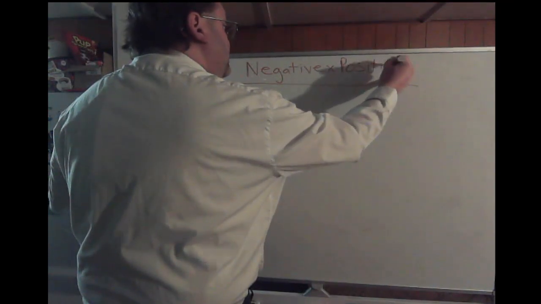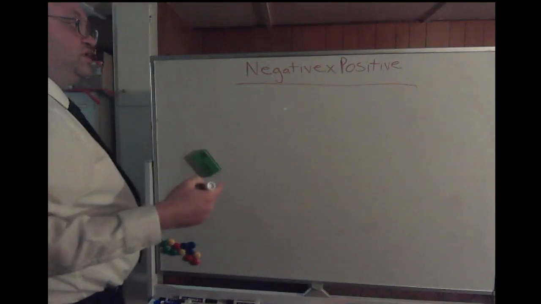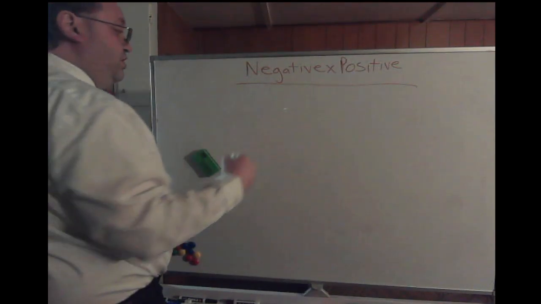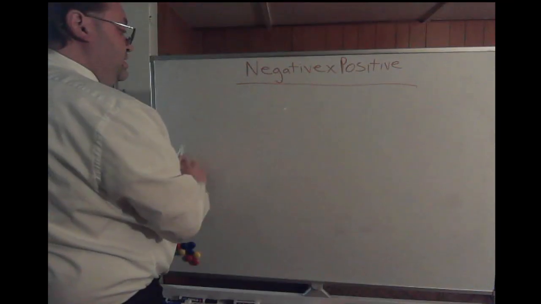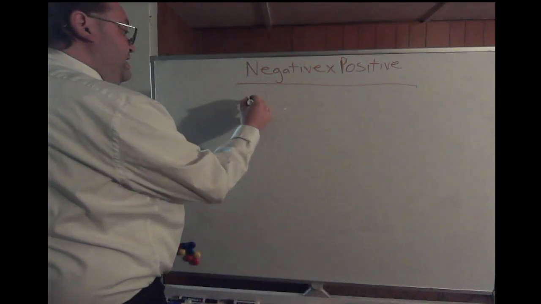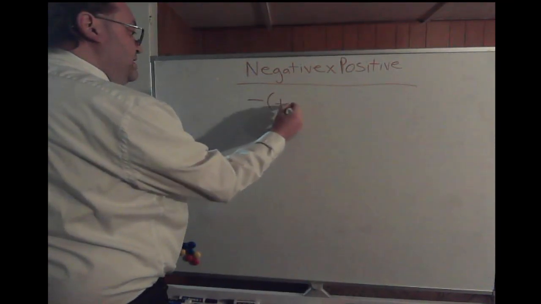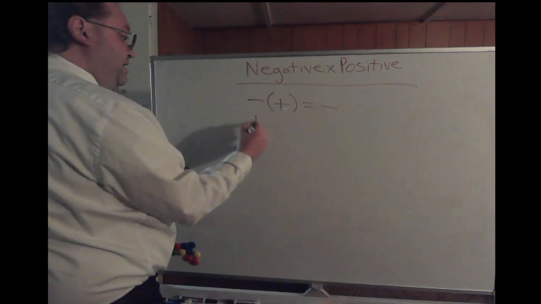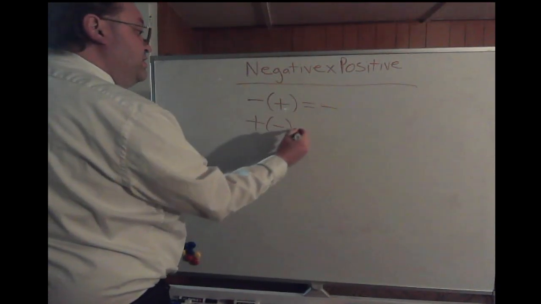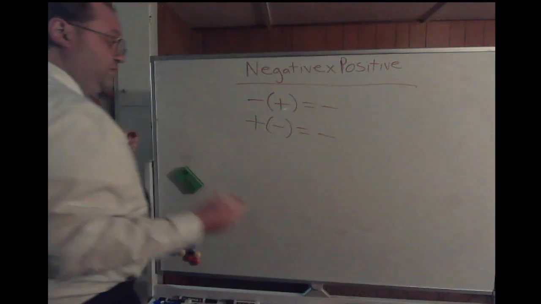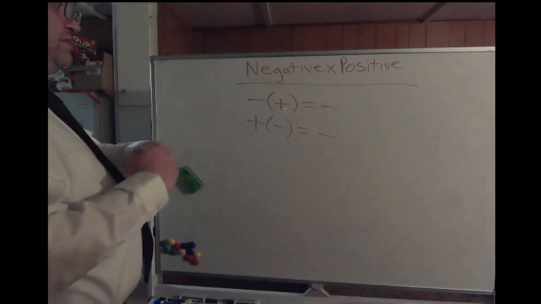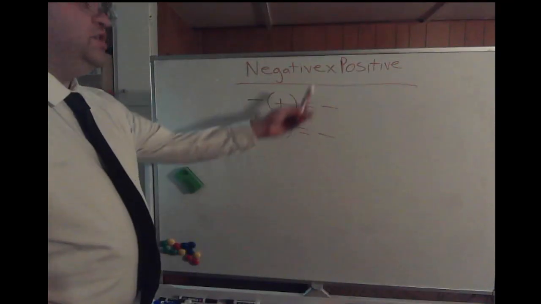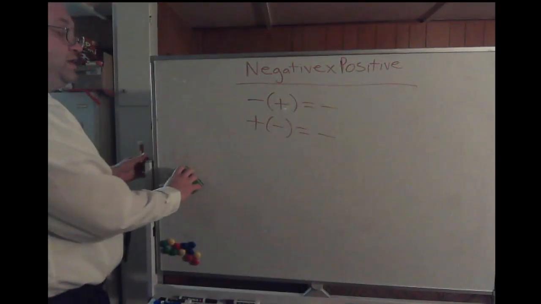Negative times positive will give you the exact same result as positive times negative. It doesn't matter which order you do it in for multiplication. If you have a negative times a positive, you'll get a negative. If you have a positive times a negative, you'll also get a negative. So whenever you have negative times a positive or a positive times a negative, you'll get negative for your answer.